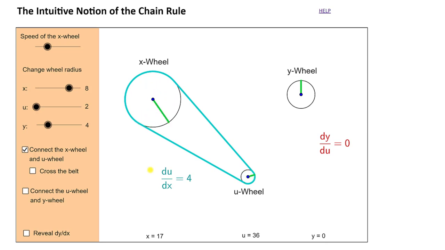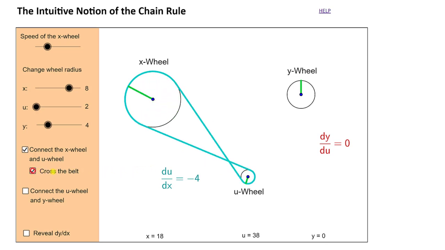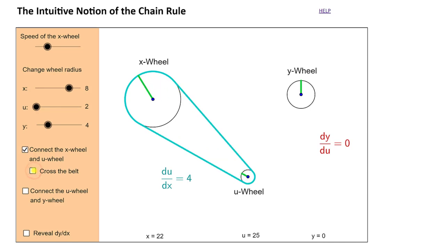This is kind of fun too. I can also cross the belt. So how about this? Now, U is spinning 4 times as fast as X, but it's spinning in the opposite direction. So we might say that du dx is negative 4. So 4 times as fast in the opposite direction. Let me put the belt back to normal. So the X wheel is driving the U wheel.